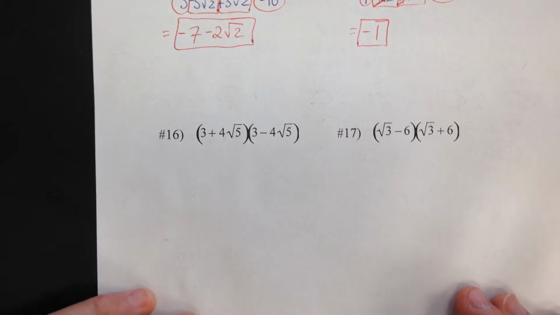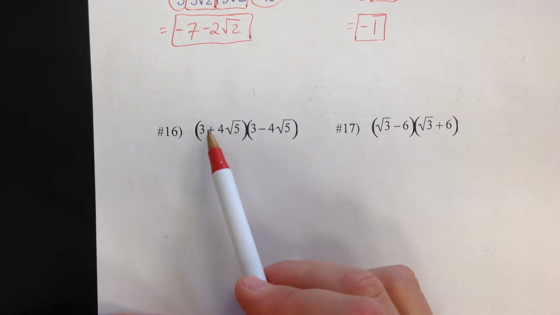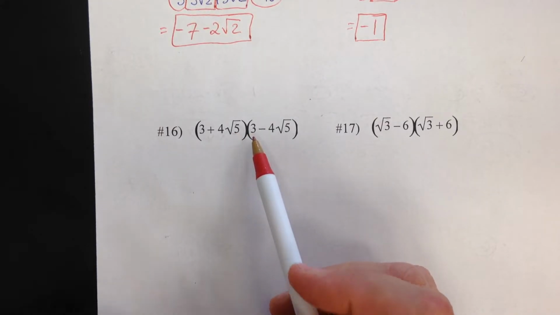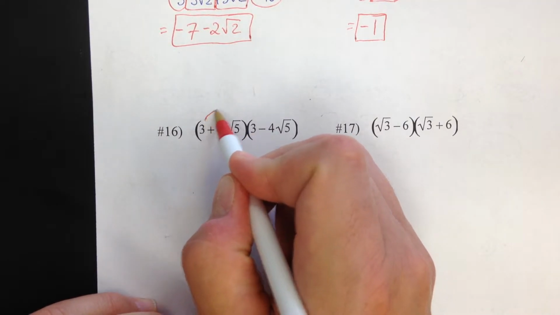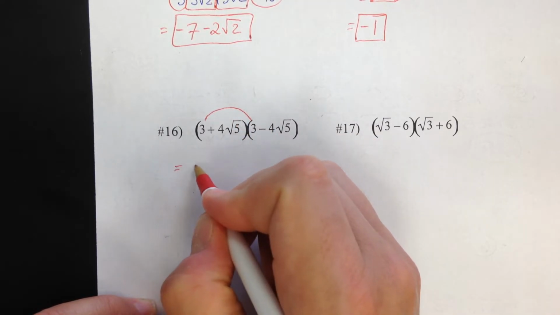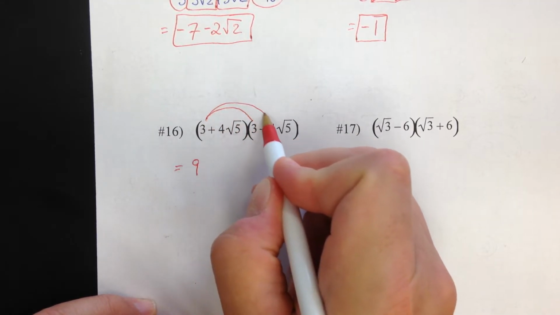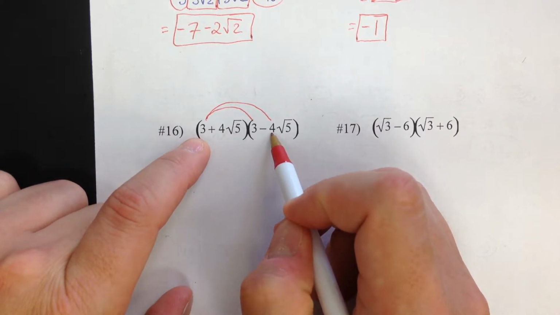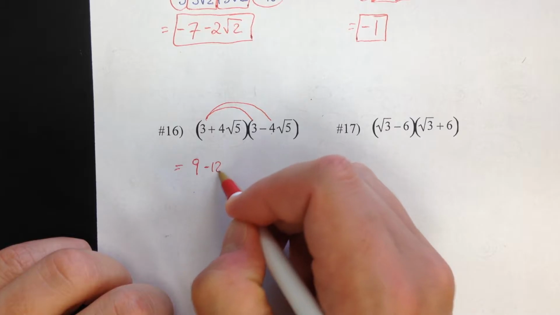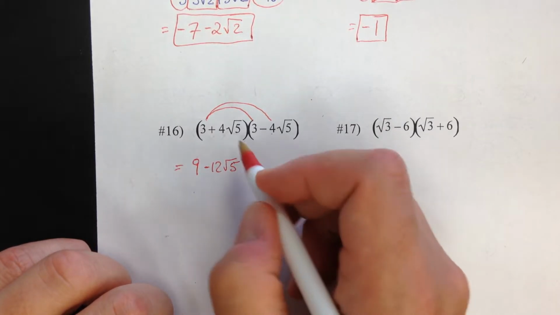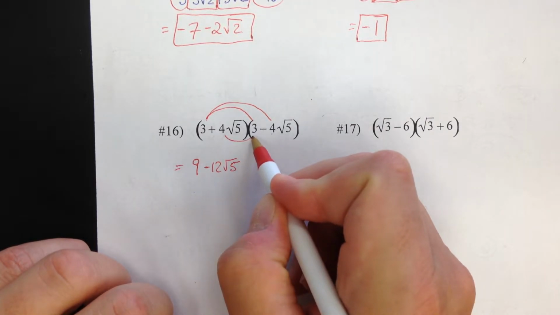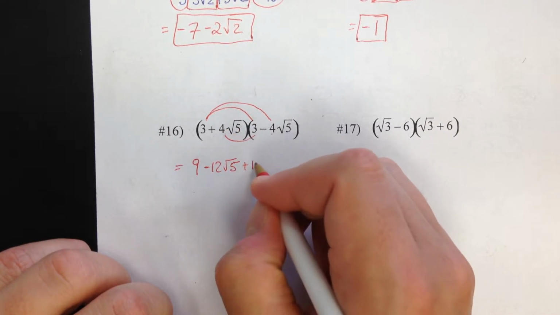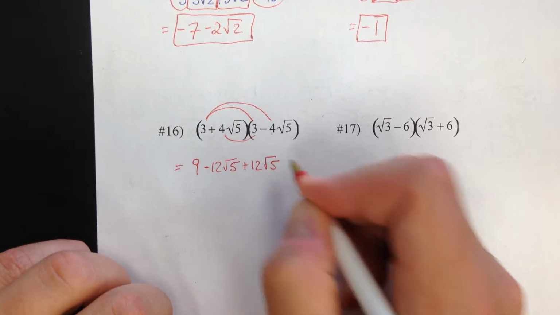Number 16. This is going to be similar. 3 plus 4 square root 5 times 3 minus 4 square root 5. Well, let's double distribute. 3 times 3 is 9. 3 times negative 4 root 5. 3 times negative, be careful, that's minus 12 square root 5. Now we're going to distribute 4 root 5 times 3. 4 times 3, those are the outside numbers. That's positive 12 square root 5.